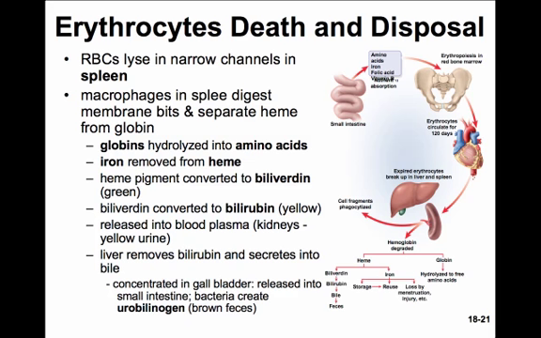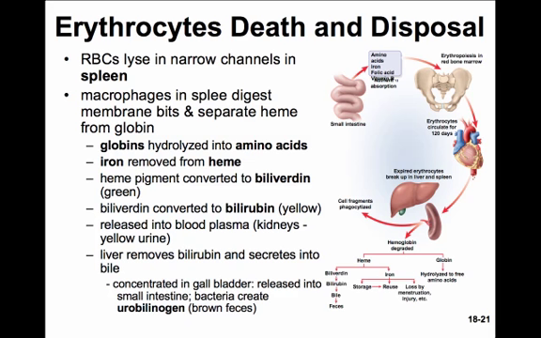When red blood cells lyse in the narrow channels of the spleen, macrophages are going to digest the membrane bits and separate the heme from the globin. The globins are then hydrolyzed into amino acids, and the iron is removed from them. The heme pigment is then converted to biliverdin, which is a green pigment. Biliverdin is then converted to bilirubin, which is a yellow pigment, and then it's released into the blood plasma. This is why we see yellow urine, because of the bilirubin.